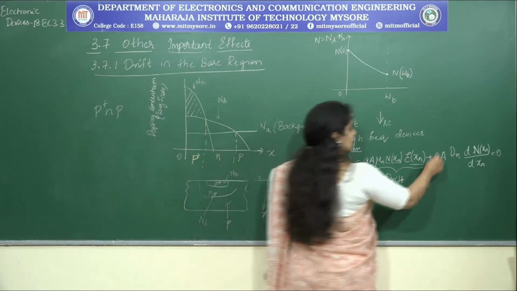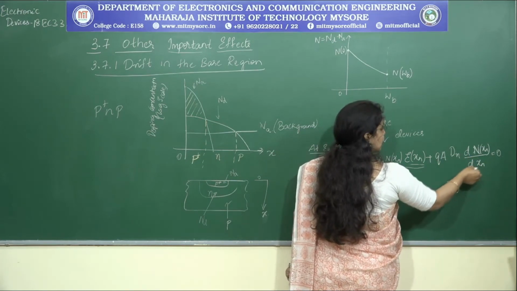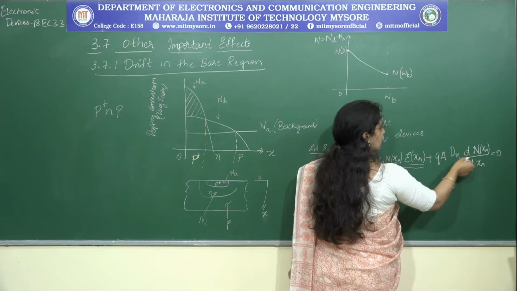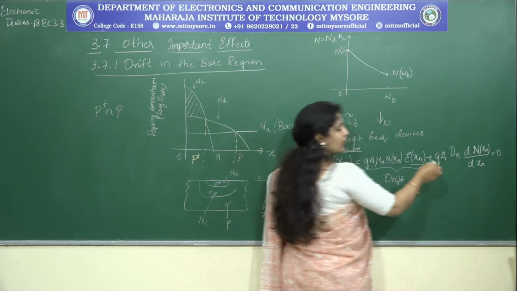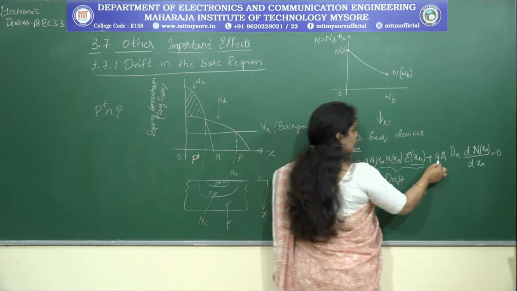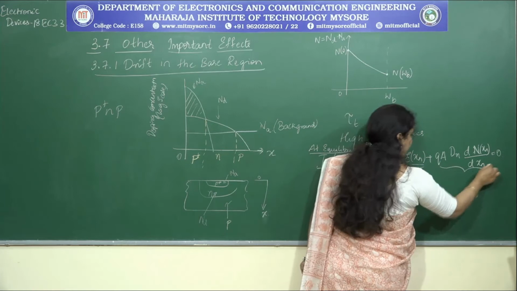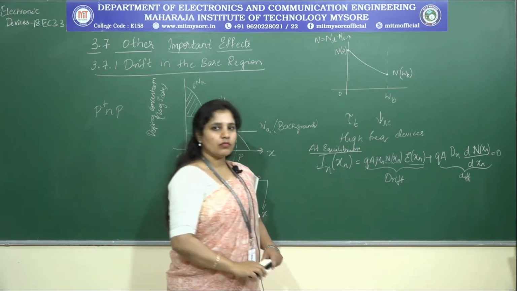Done? Now, as I move across the distance, what is happening to the concentration? It varies, right? That is why I have considered this particular factor. And this Dn indicates the diffusion coefficient in the n region. q and A we have already come across. And this factor indicates the diffusion component.